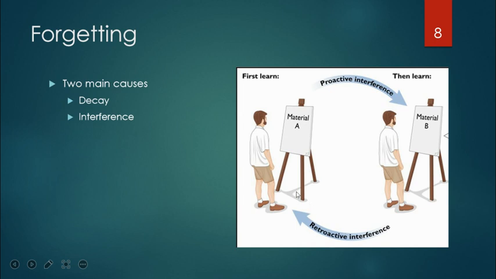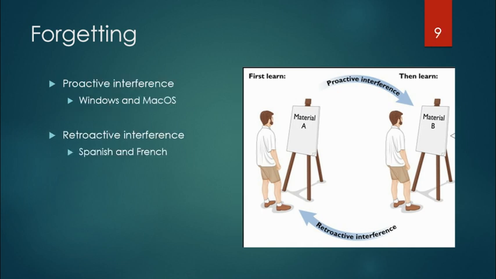Retroactive interference is the exact opposite. You learned material A, then you learned material B. Now you're in a situation where you need to recall material A, the first thing that you learned, but your experience with material B, the thing that you learned later, is hampering that ability. You're having trouble pulling material A out of your brain because of your experience with material B. So this time the interference is moving backwards in time. It's retroactive interference. Those are our two main types of interference, proactive and retroactive.